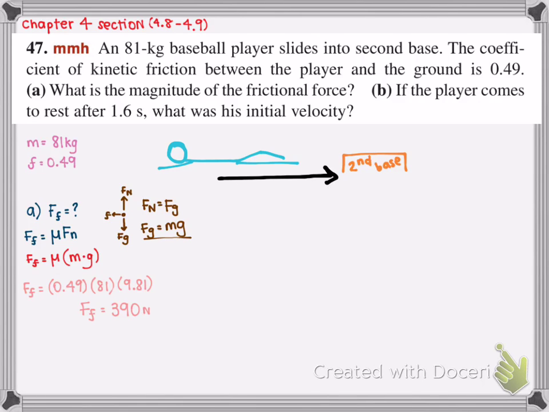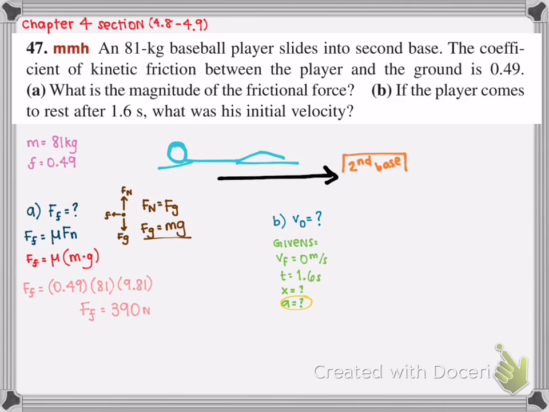So that's A. In order to solve B, which states, if the player comes to rest after 1.6 seconds, what was his initial velocity? Well, we know that the final velocity is 0 because the player comes to a rest. The time is given, which is 1.6 seconds. The x, which is the distance, we don't know, and the acceleration we don't know either. And we need to find the initial velocity.